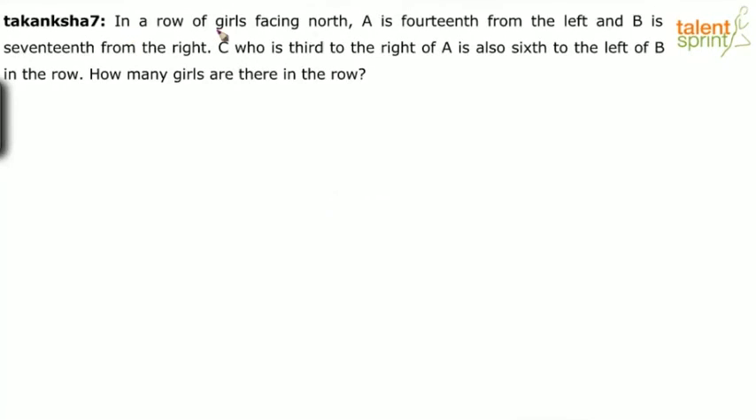In a row of girls facing north, A is 14 from the left. So let us assume this is the left end. A is 14 from the left end, and B is 17 from the right.